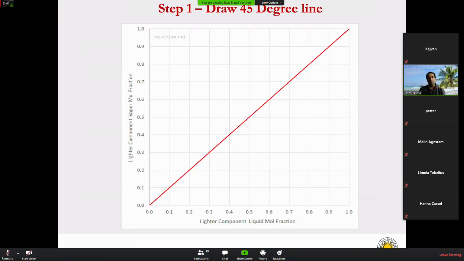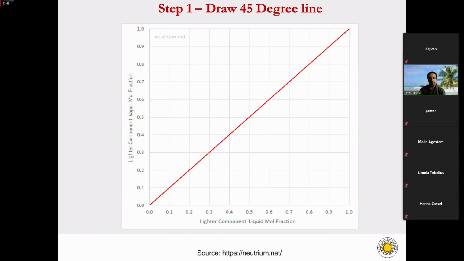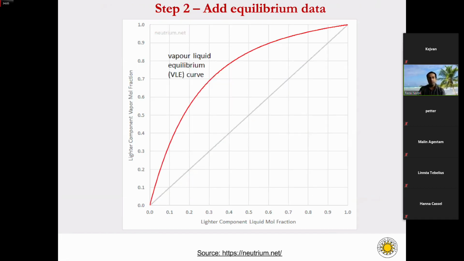So we do it step by step. First, on the x-axis, we have the lighter component or more volatile component, so the mole fraction of the more volatile component in the liquid phase. And on the y-axis, we have the mole fraction of the more volatile component in the vapor phase. So we have the y-axis and x-axis, and we draw a diagonal line. The second thing that we draw is our equilibrium curve.